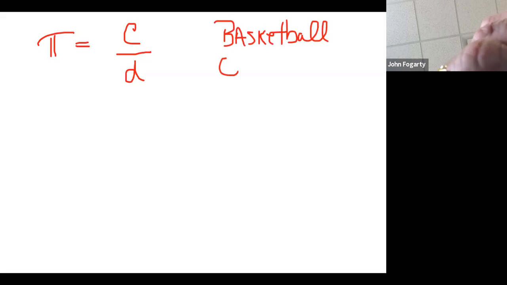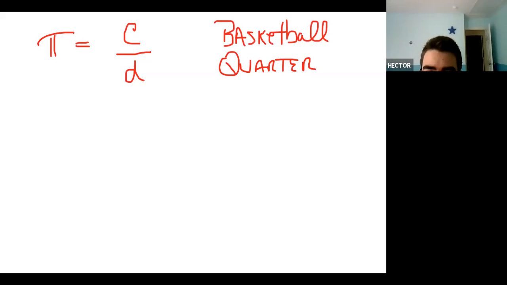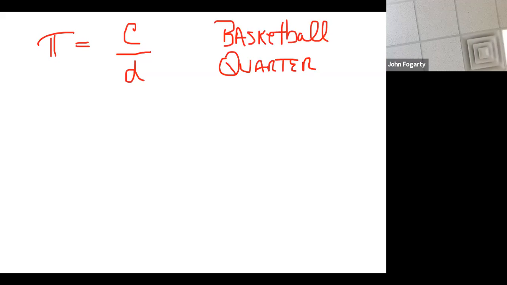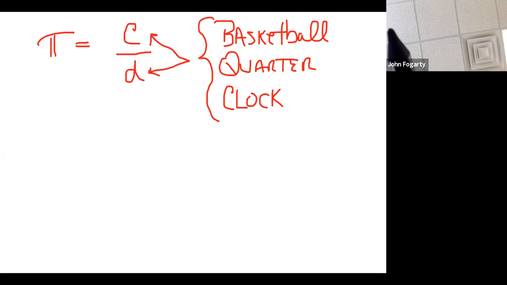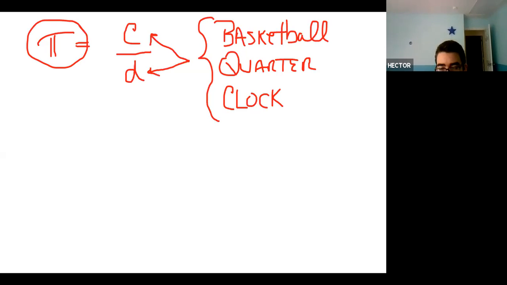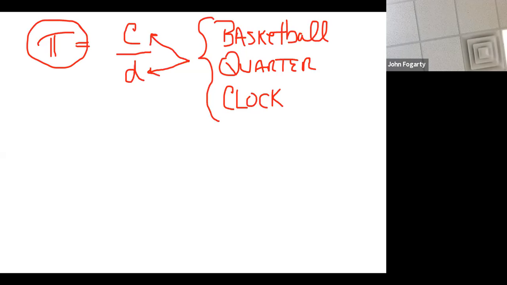What's a quarter? A quarter, you took a quarter out of your pocket. What shape is that? Circle. Yeah. What about the face of a clock? Right? They're all circles. And what do you know about all of those circles, right? If you took the circumference of that circle and divided it by the diameter, you would have to get 3.14. Right? Does that make sense?